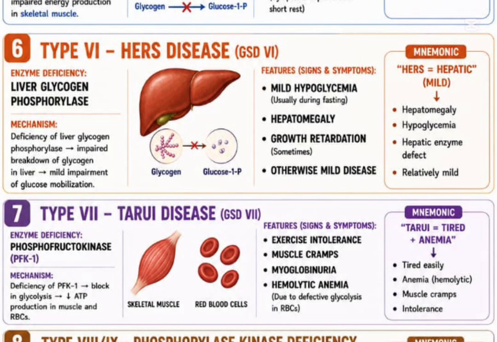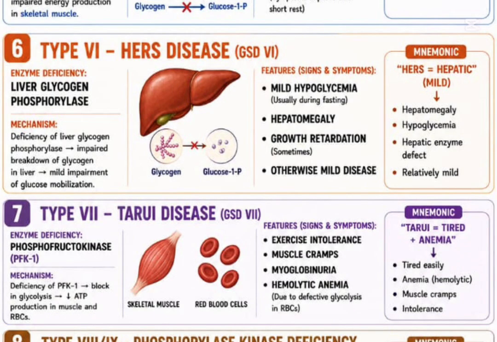When they are exercising, after exercising, if they urinate, they will see their myoglobin, they will be seeing protein coming out from their urine, and due to inability for hemoglobin to be formed very well, what happened? There's low oxygen level affecting the red blood cell, causing hemolytic what? Anemia. So remember Tarui disease, tired plus anemia. Your muscles will be tired and you become anemic. Why? Because there's defective glycolysis in RBC, because RBC needs glycolysis to offload oxygen from hemoglobin.